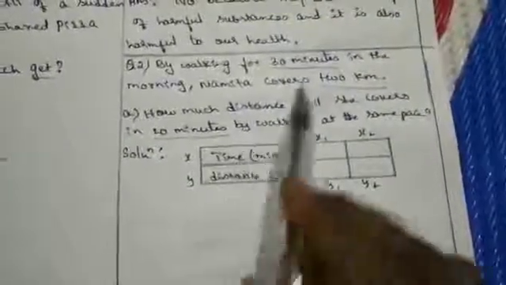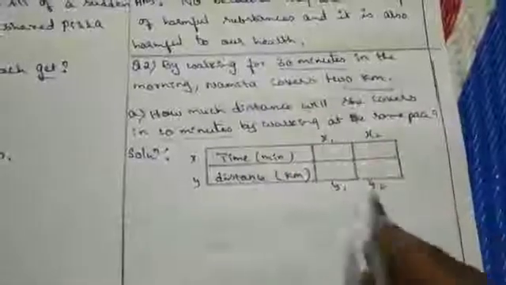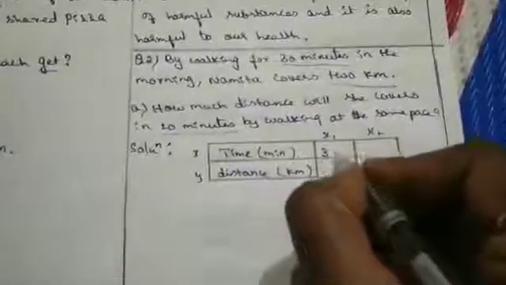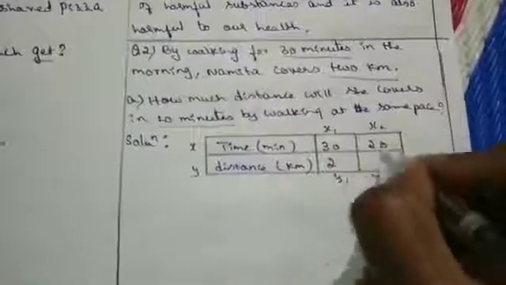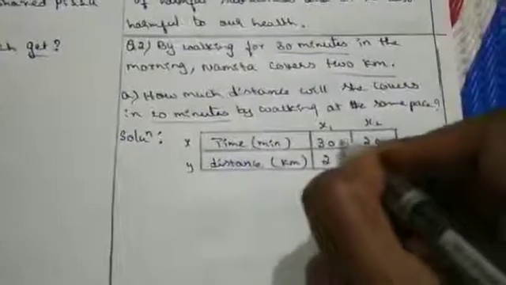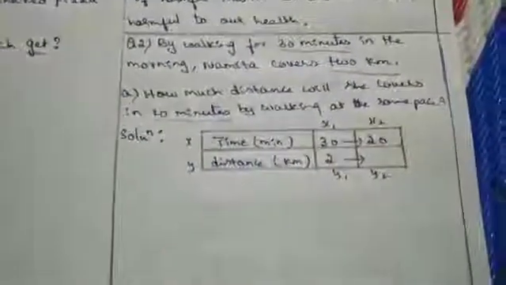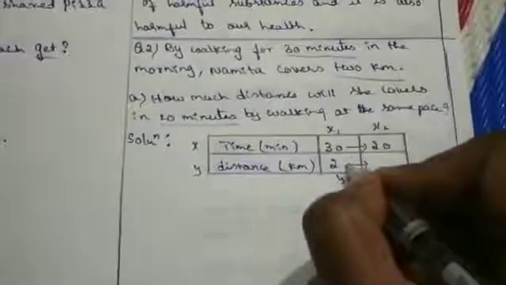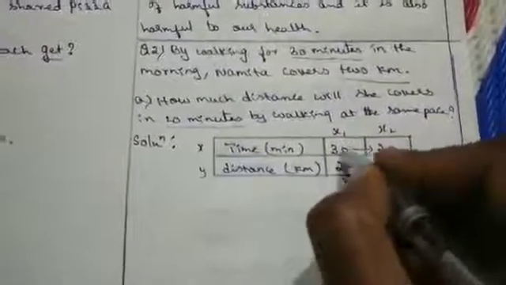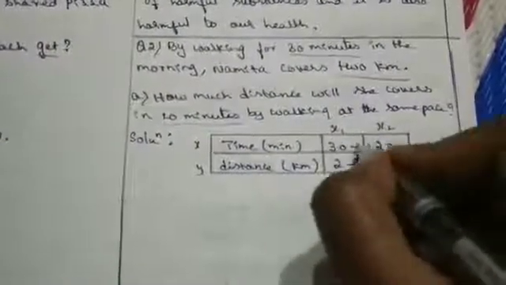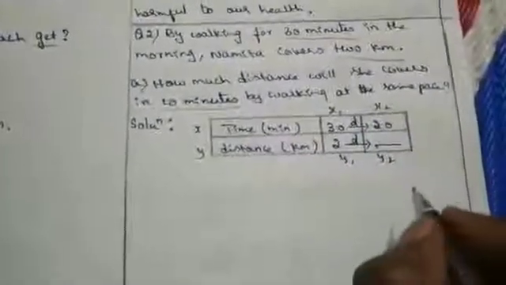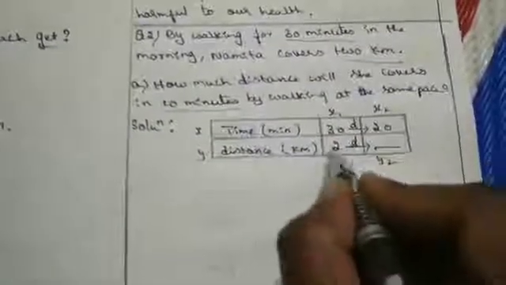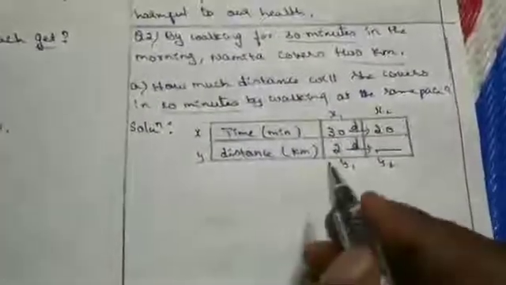So here the two quantities given are time and distance. Time is given in minutes and the distance is given in kilometers. So in 30 minutes she covers 2 kilometers. Then for 20 minutes, can she cover 2 kilometers or less than 2 kilometers? Of course it will be less than 2 kilometers. Less than 2 kilometers means decreasing. Here 30 to 20 it became decreasing. So both are decreasing. Therefore it is direct variation.